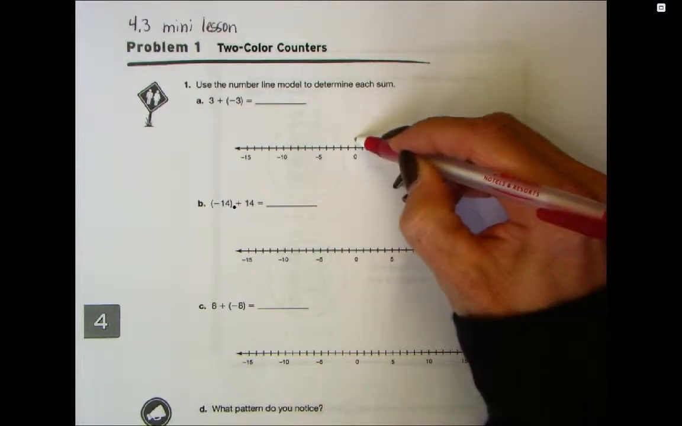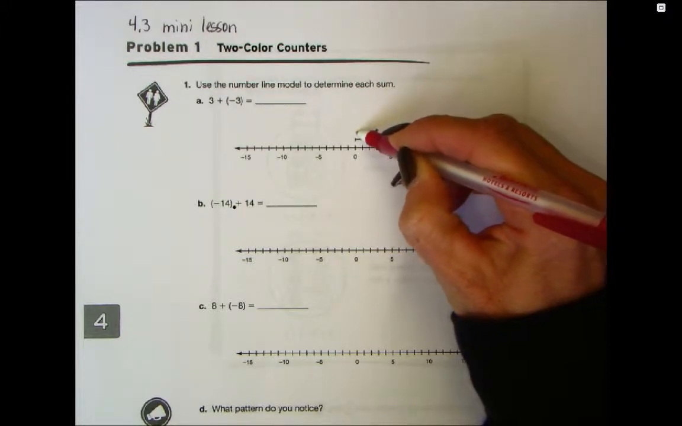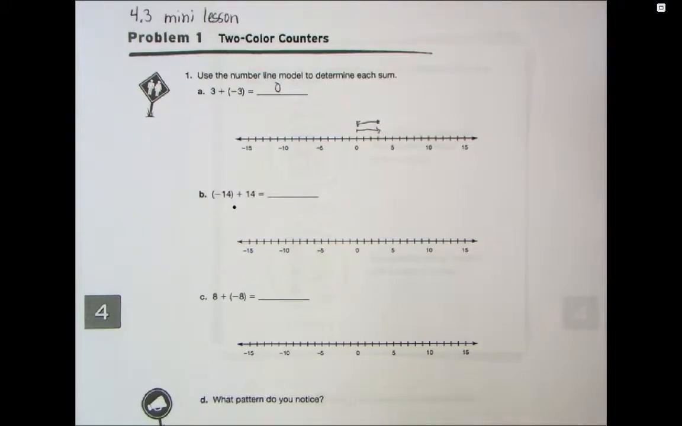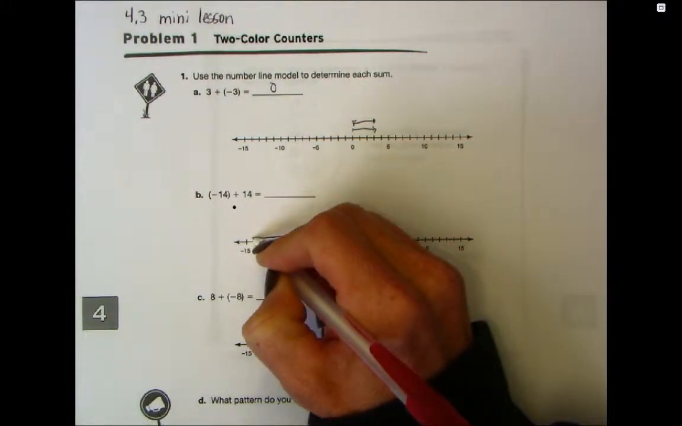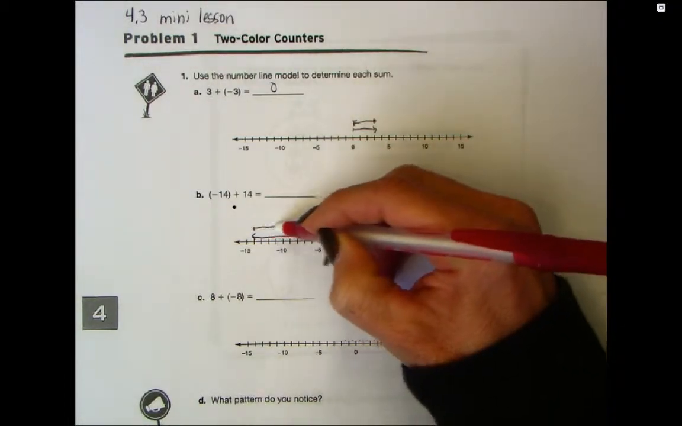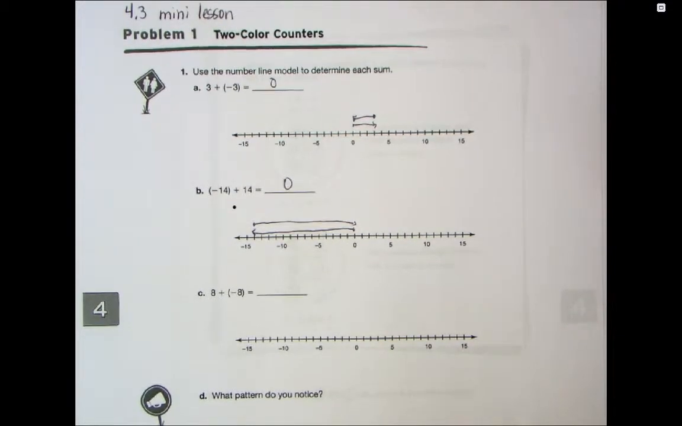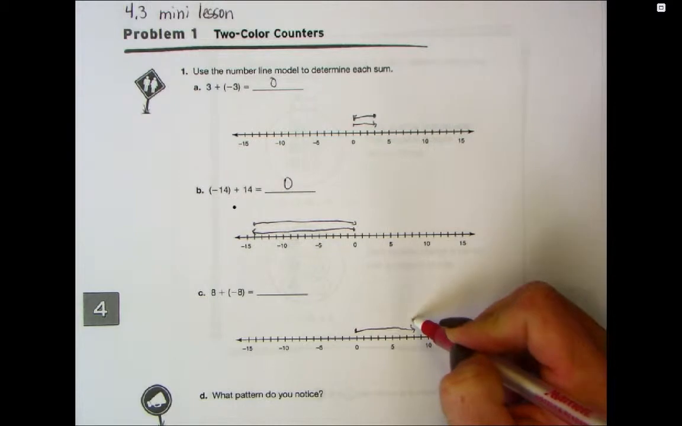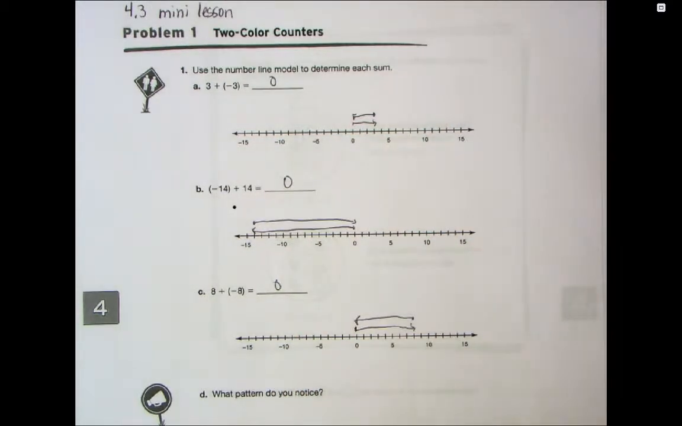So if I start at 0 and go to positive 3, from there I add 3 negatives, I end up back at 0. If I take negative 14 plus positive 14, now I move in a positive direction 14, I'm back at 0. Hopefully we see that if I start at 0 and I go to 8, and now I add negative 8, so I move back in a negative direction, I get 0.